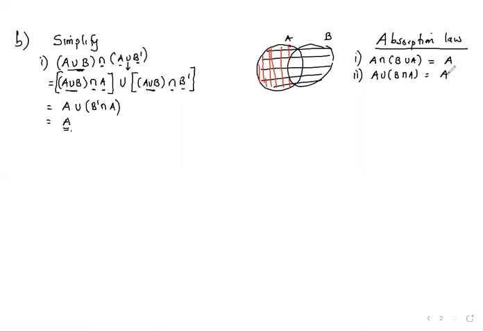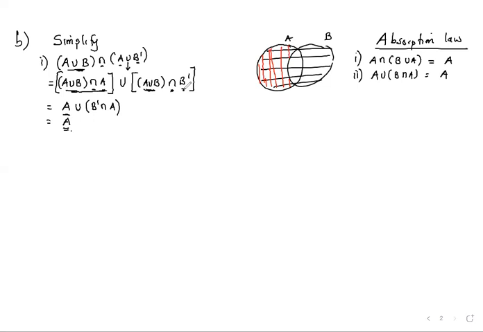Whatever they say, as long as A is appearing twice and they have different operations, then A absorbs the expression. So we have A union B intersection A. Using absorption, we get A. Then here we have A union B intersection B complement. We just get A intersection B complement, as seen on the diagram there. And then this again we apply absorption, so we get A.